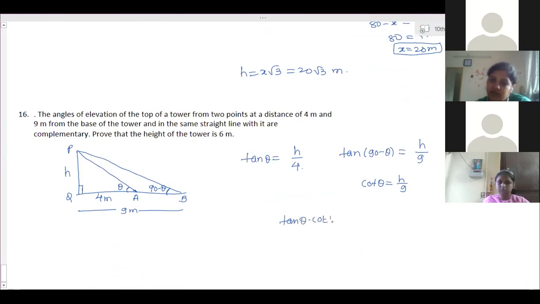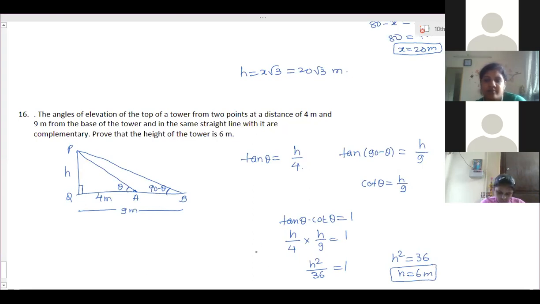Tan theta into cot theta is equal to 1. Tan theta is H by 4, cot theta is H by 9, so the product is equal to 1. H square by 36 is equal to 1. H square is equal to 36. H is equal to 6. Clear? Yes, ma'am.